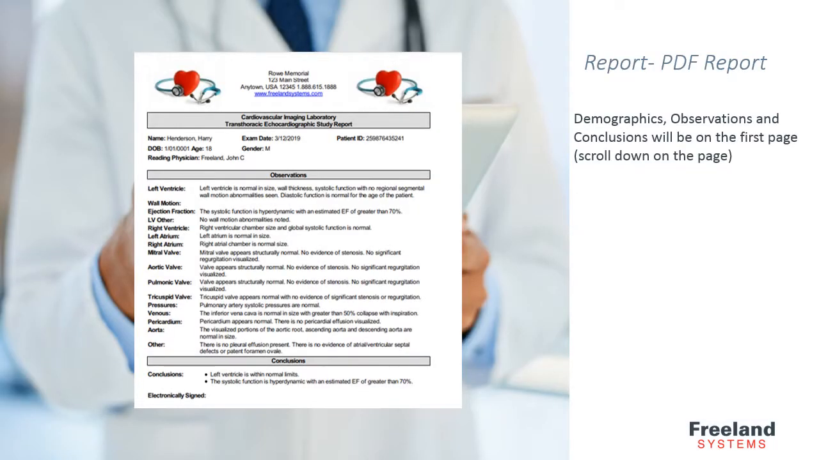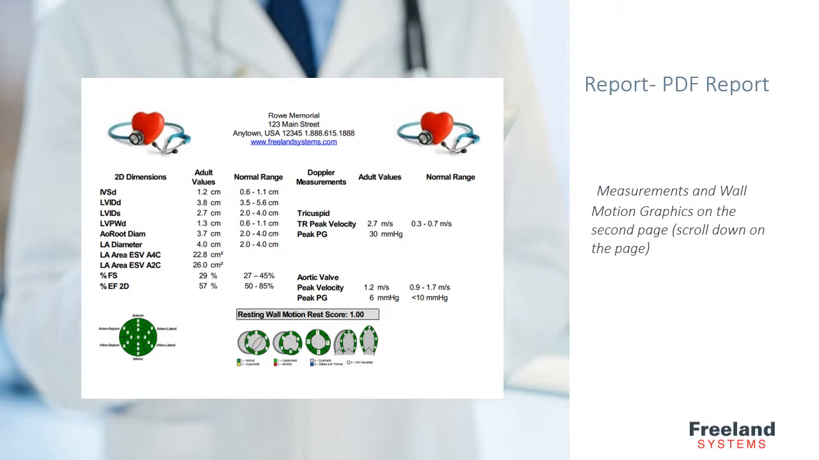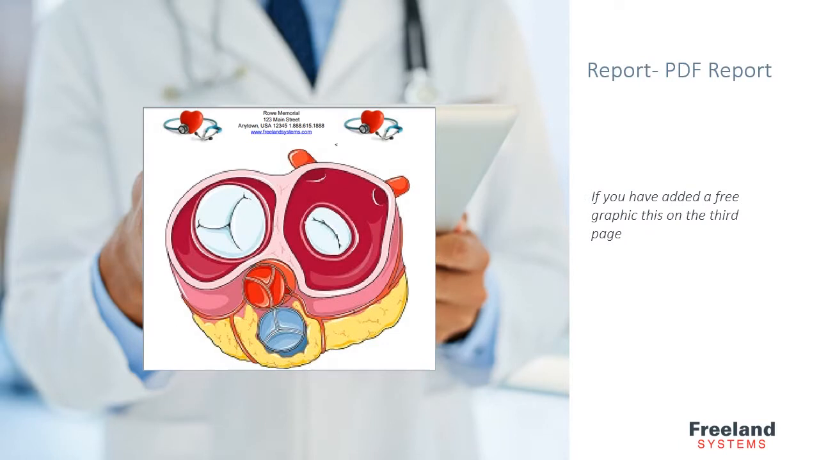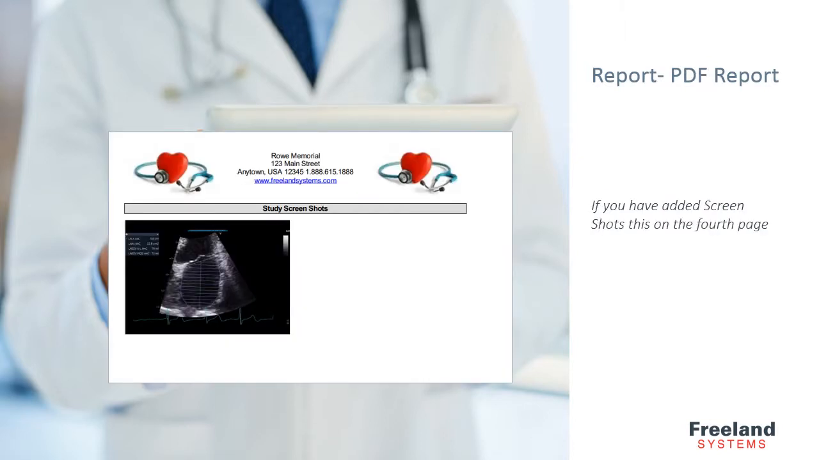For demonstration purposes, we are showing you the complete echocardiogram report. Your templates will be completely customizable. On the first page of your report will be your demographics, observations, and conclusions. Any measurements or wall motion graphics will be on the second page. If you chose to add free graphics to your report, this will be located on the third page. Any screenshots will be added to the following page.